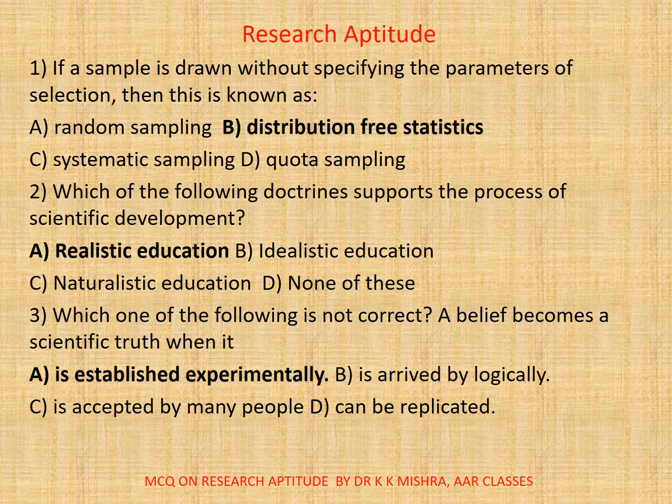3. Which one of the following is not correct? A belief becomes a scientific truth when it A. is established experimentally, B. is arrived at logically, C. is accepted by many people, or D. can be replicated. The correct option is A. is established experimentally.